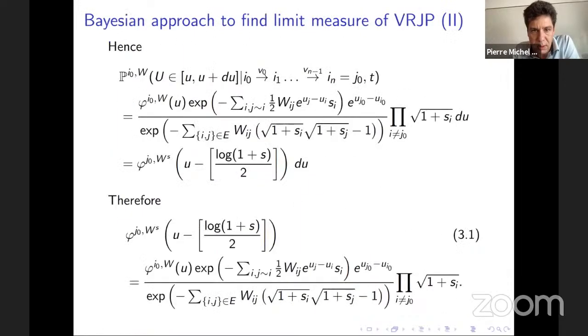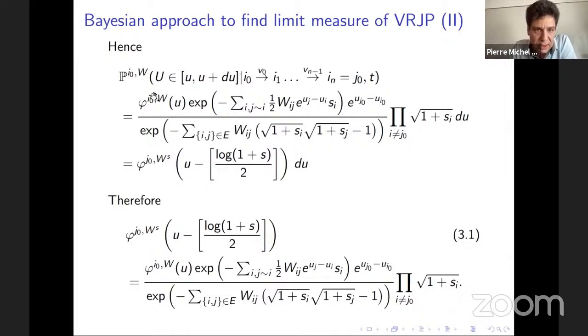So now you compute the probability, starting from i0, with conductances W, of your limit random variables U being between U and U plus dU, conditioned on your path. So the path that I described: you start at i0, spend time between v0 and v0 plus dv0 at i0, jump to i1 and so on, and then jump to iN until you reach total time T.